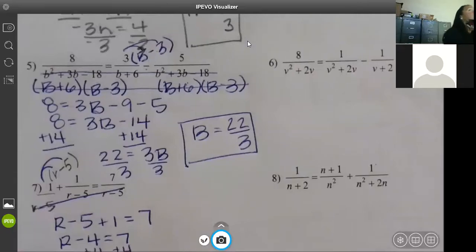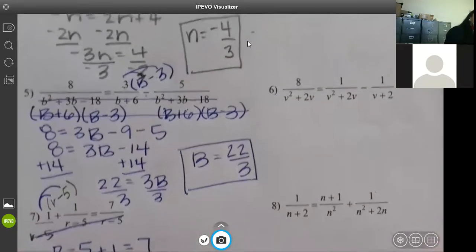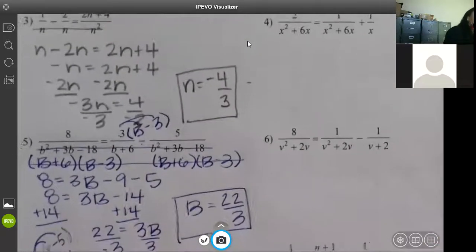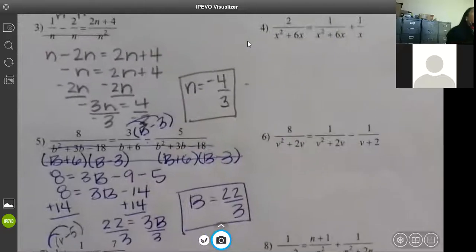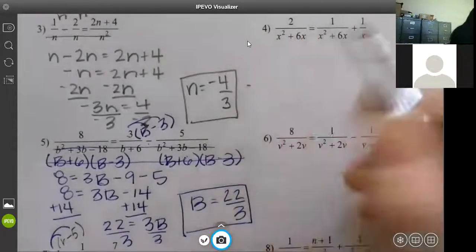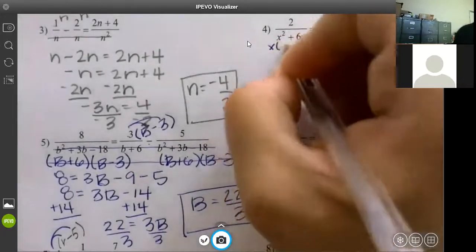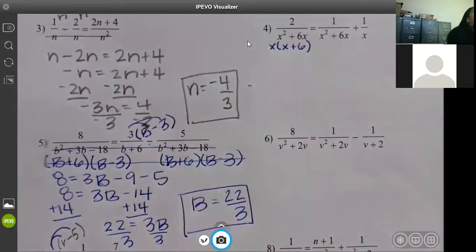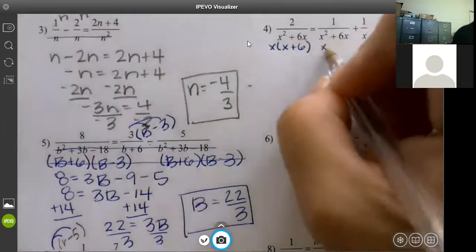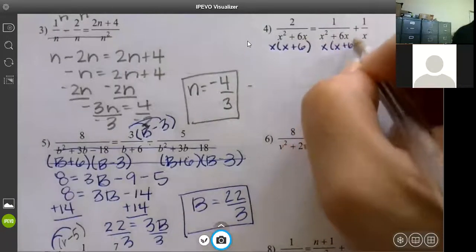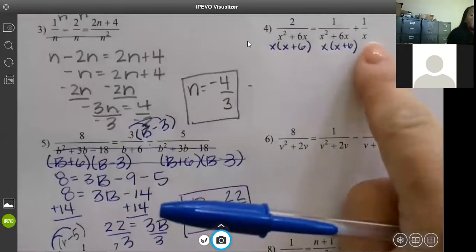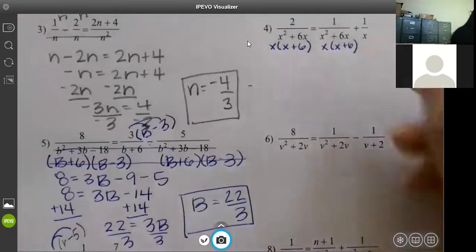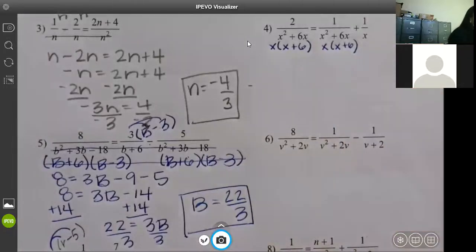All right, so again, what you want to do is factor what you can so that you can find that common denominator. So if we go back up to number 4, try to get all of that on at one time. If we look at this first fraction, the denominator will factor with a GCF of x, and we get x plus 6. The second one is the same thing, x times x plus 6. But the last one is only x, so what does it need? Not 6, but x plus 6.